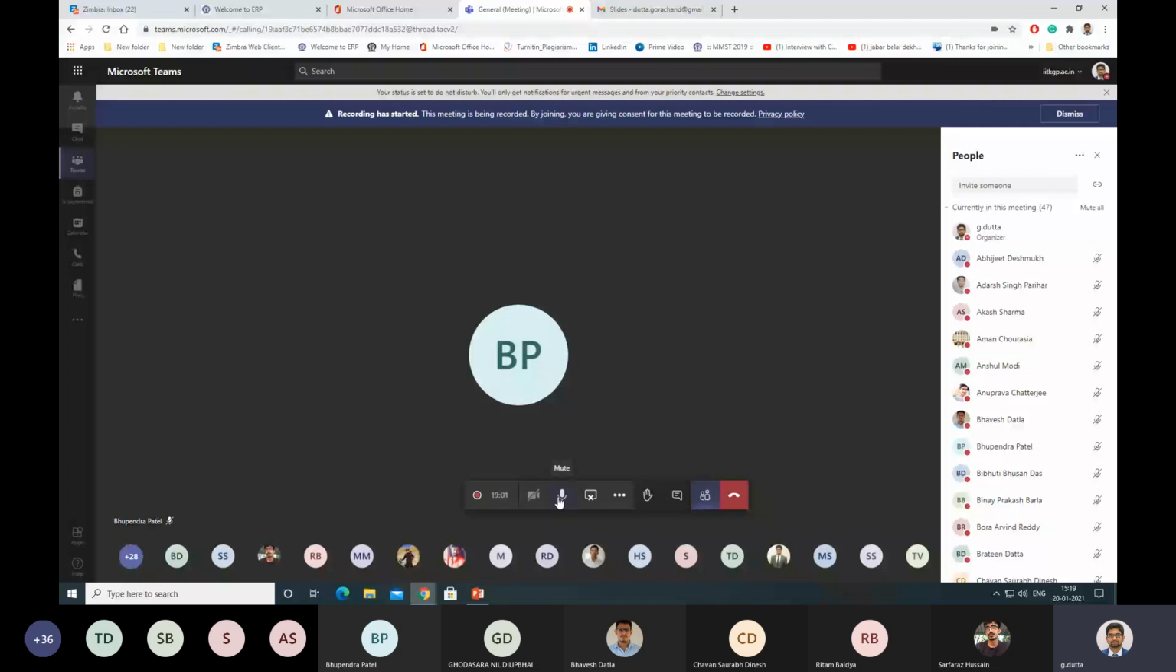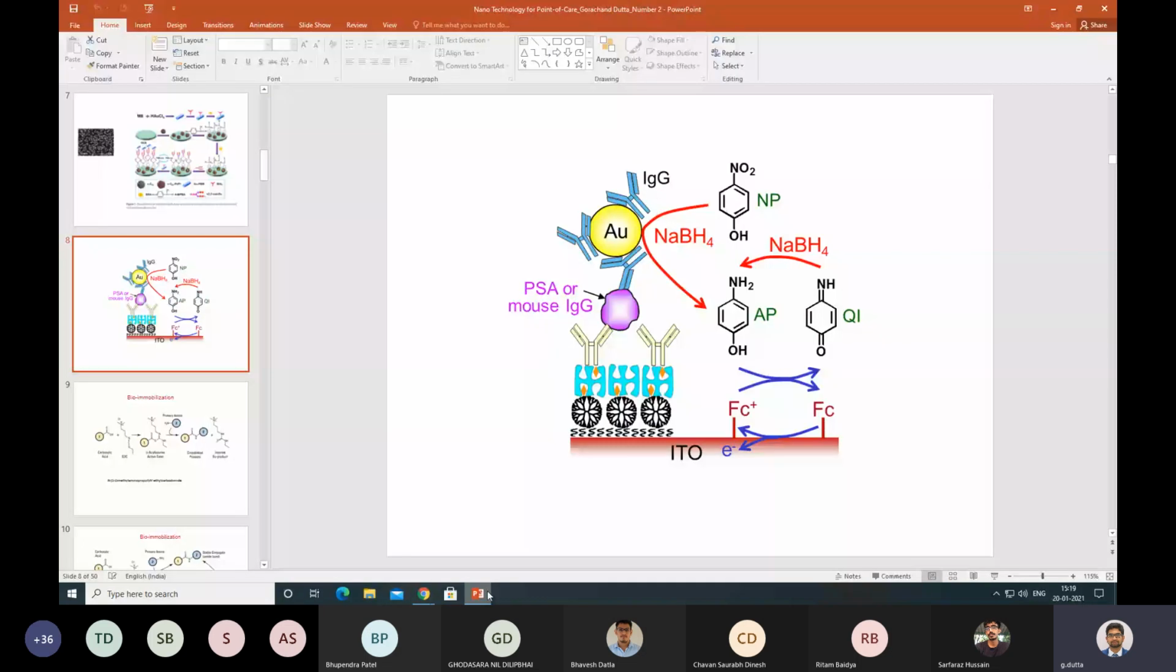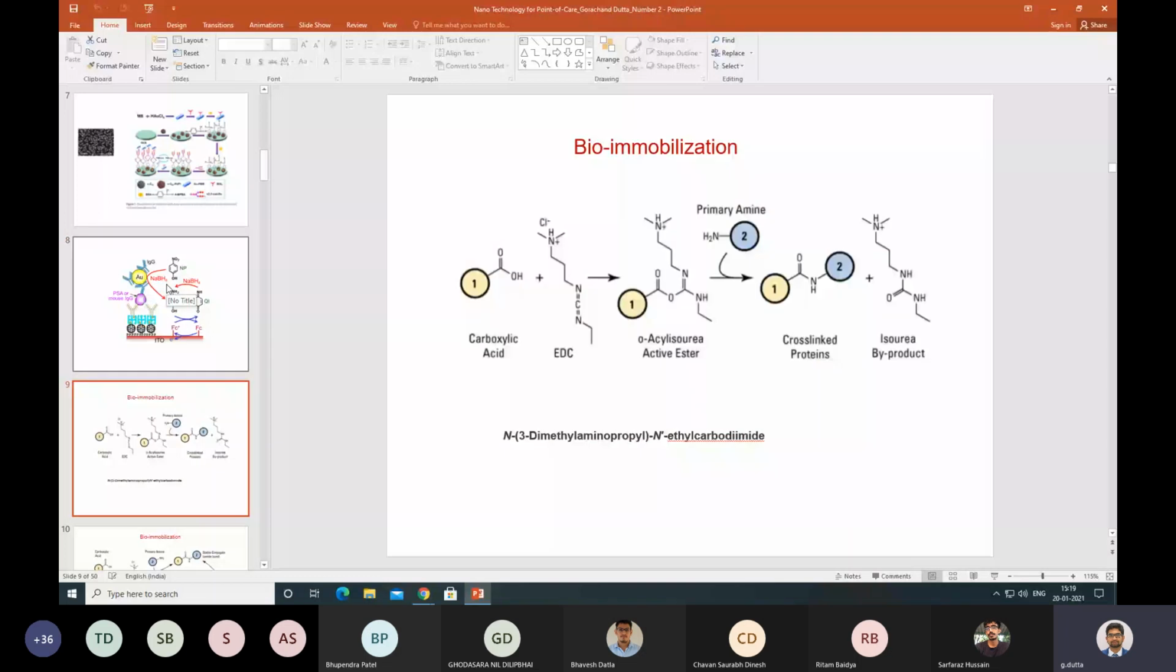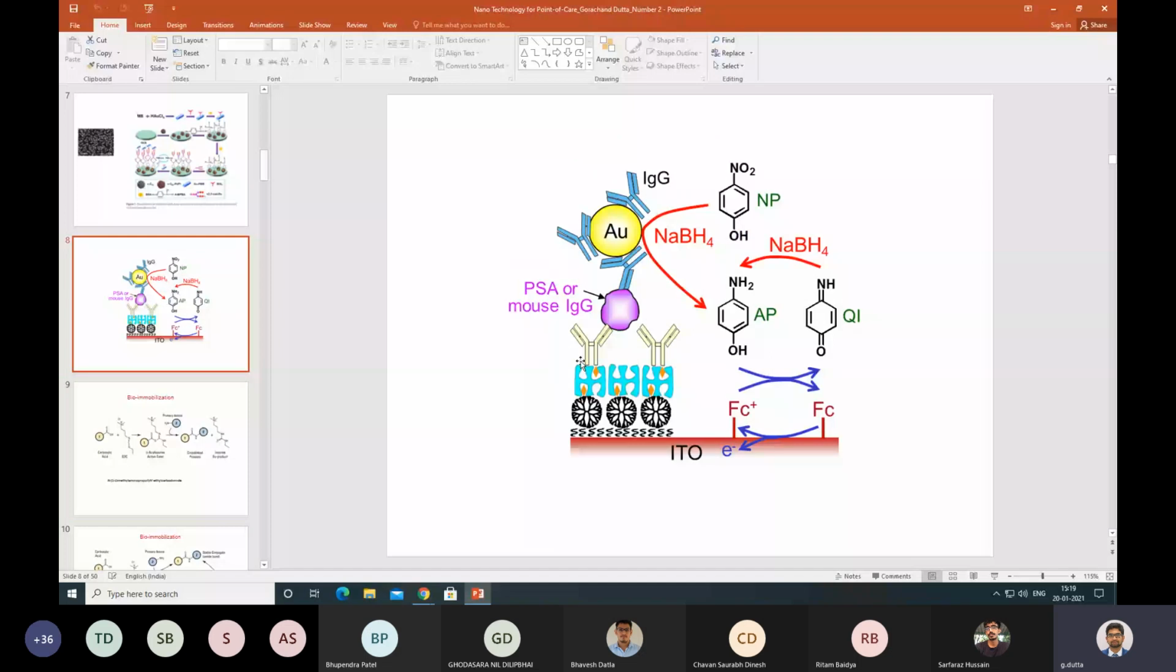Okay. So now as I mentioned, I will teach you today how we can immobilize this linker on the surface, right? That will help you to bind the antibody, basically, right? So this is the immobilization method I will teach you now.